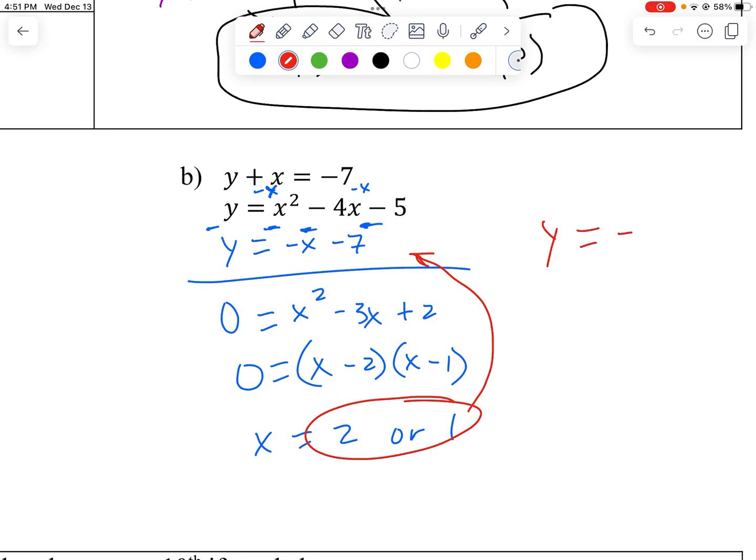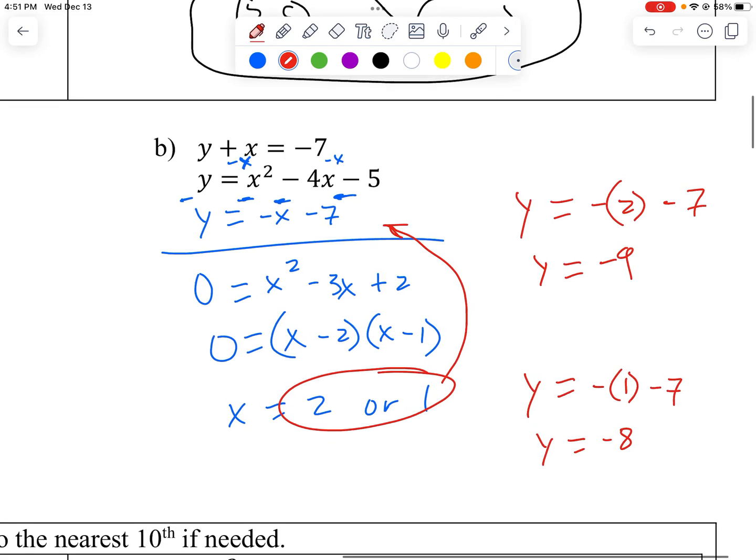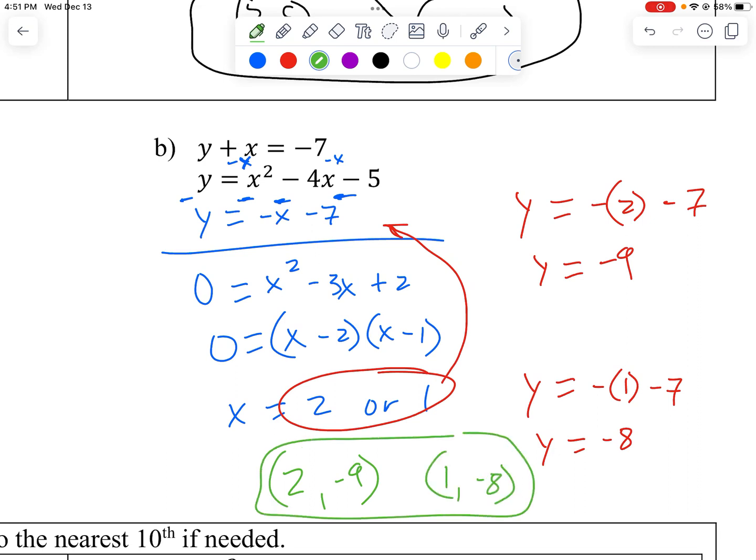Y equals negative, and I'll plug in 2. And then -7 gives me one answer. And I got y equals -1 minus 7. And so my first one here, -2 minus 7 is going to be -9. And my other one, -1 minus 7 is -8. So I got my 2 y values that go with those. So it makes my points (2, -9) and my other one is at (1, -8). So I got my 2 answers.